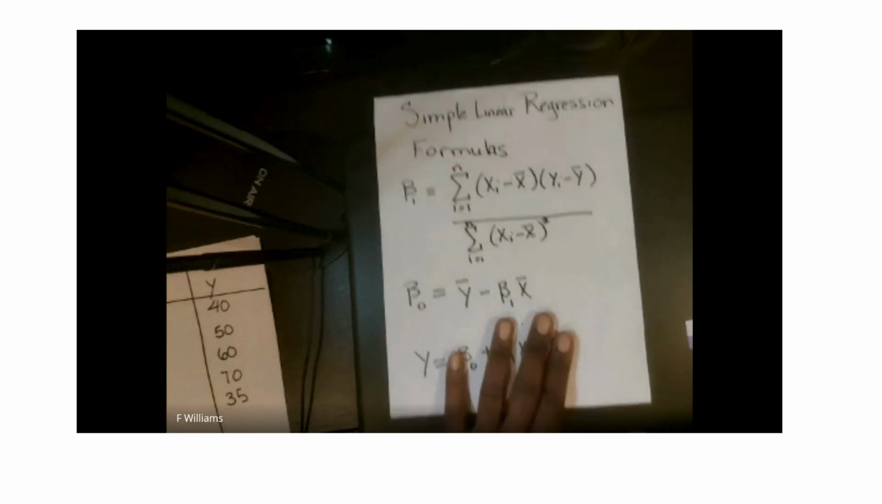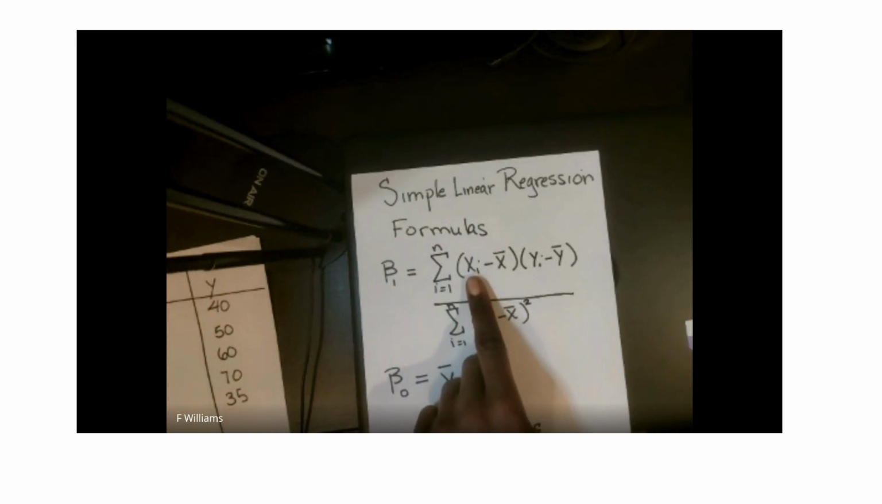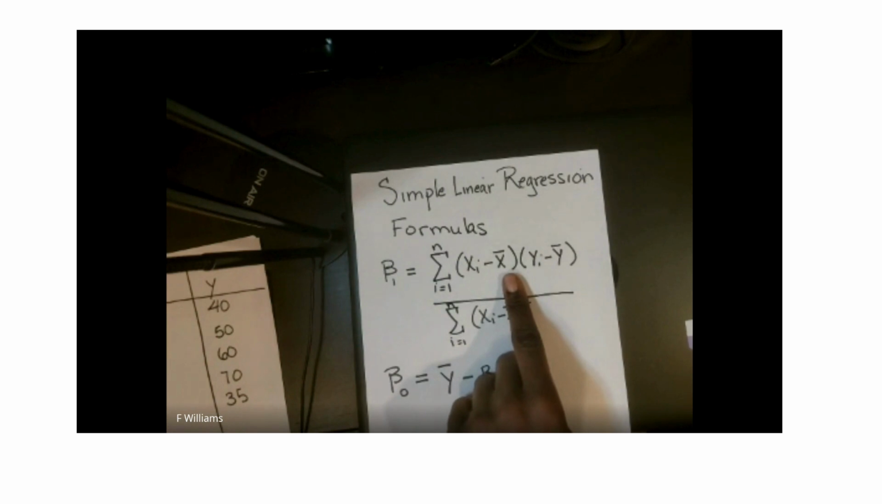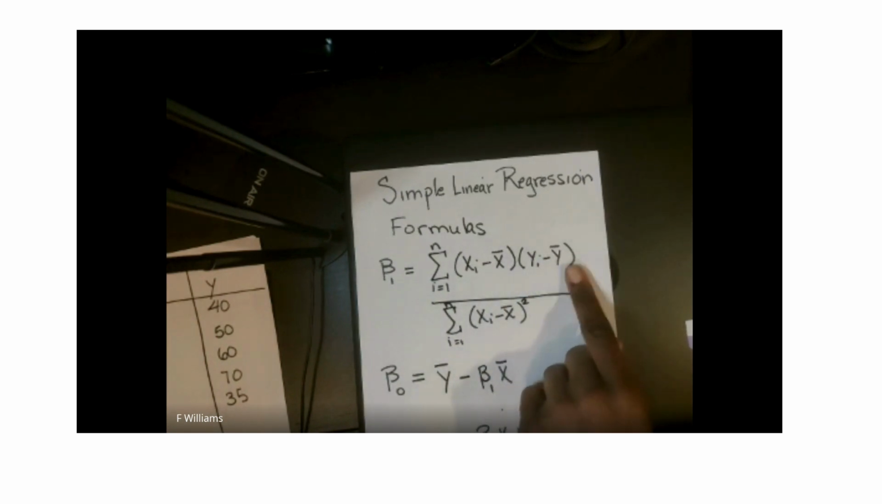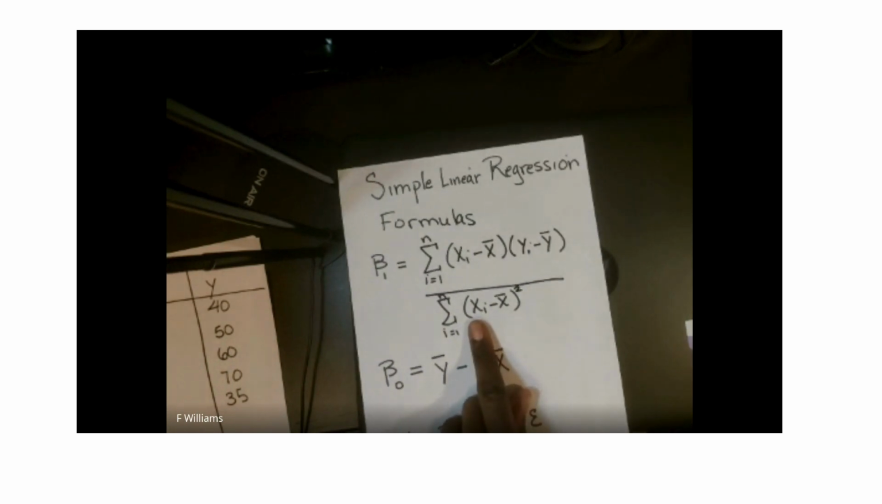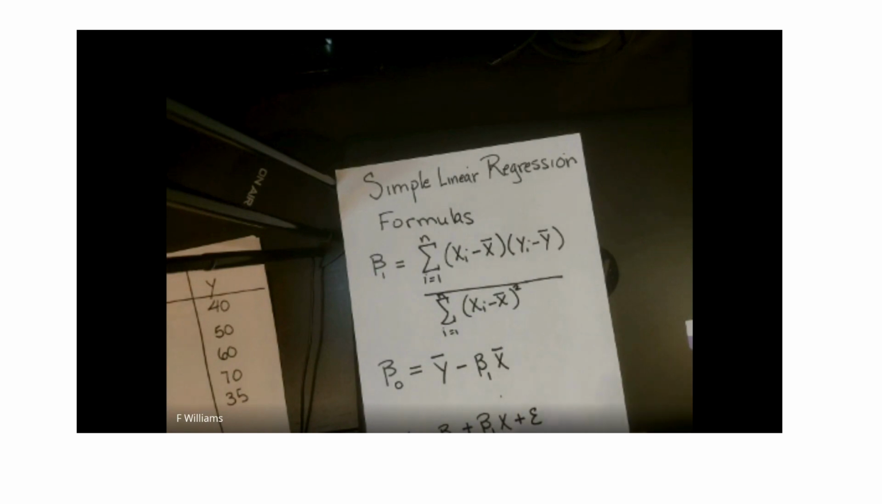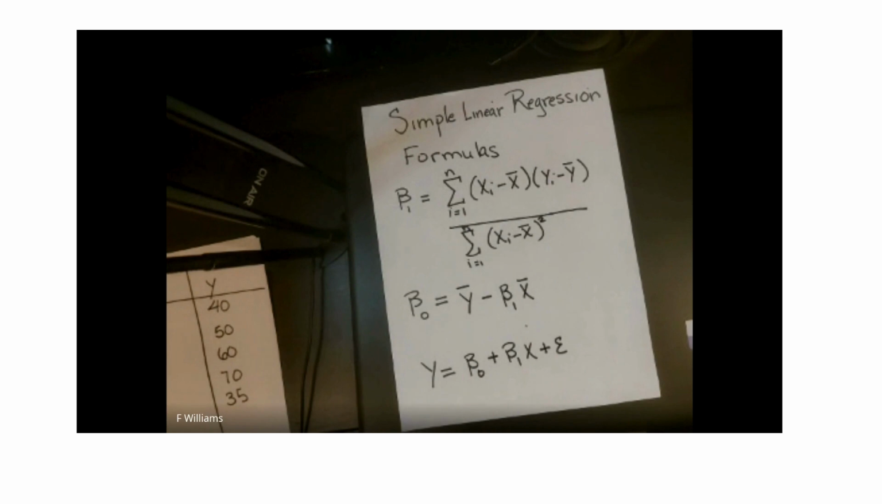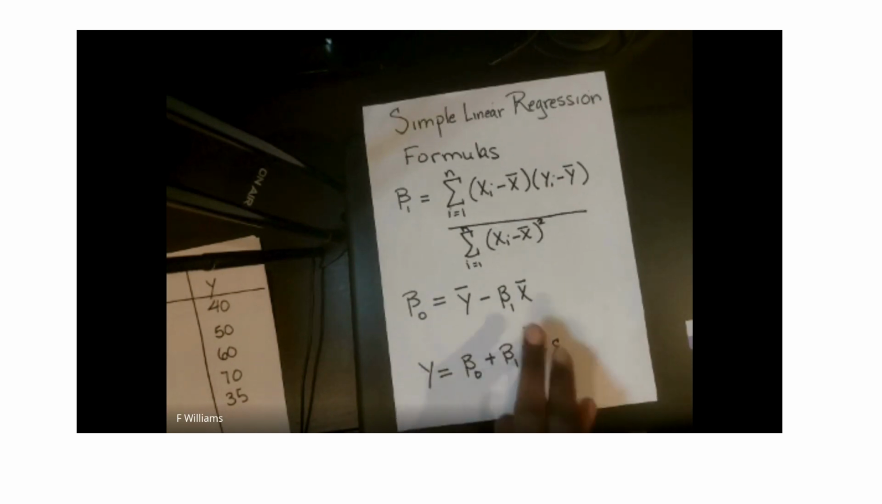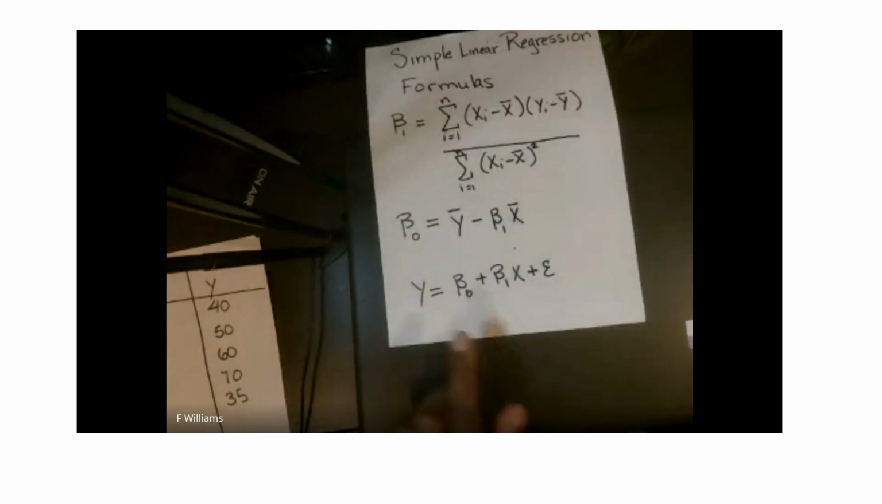The beta 1 is just going to be the sum of the xi value minus its mean times the yi value minus the mean for those yi's, all divided by xi minus x bar, the mean of x, squared. And so we're going to take the sum of all these things. Then once we have that, we can just plug in the rest of the information. Take the mean of y minus beta 1 times x bar, that gives us beta 0, and we're going to put all this back into the formula.